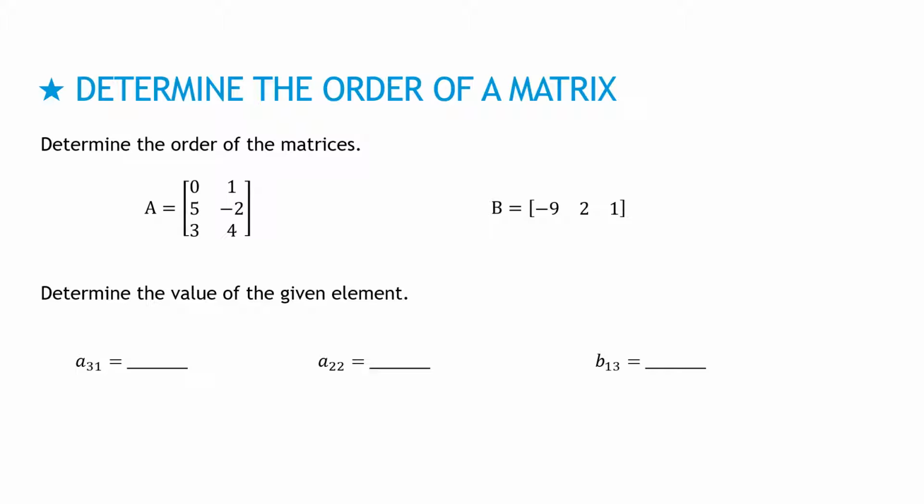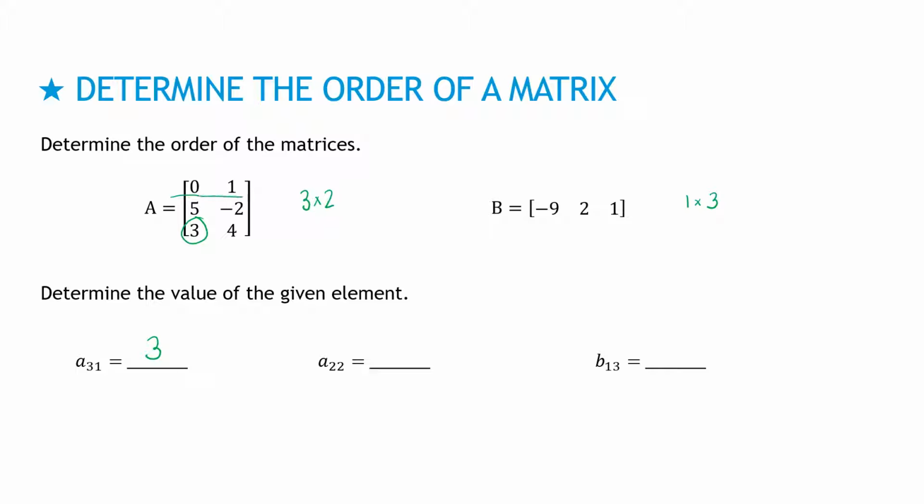So again, the order of the matrix, this is a 3 by 2 matrix. This one is a 1 by 3 matrix. Rows, then columns. The value of A_31 means third row, first column, which is 3.